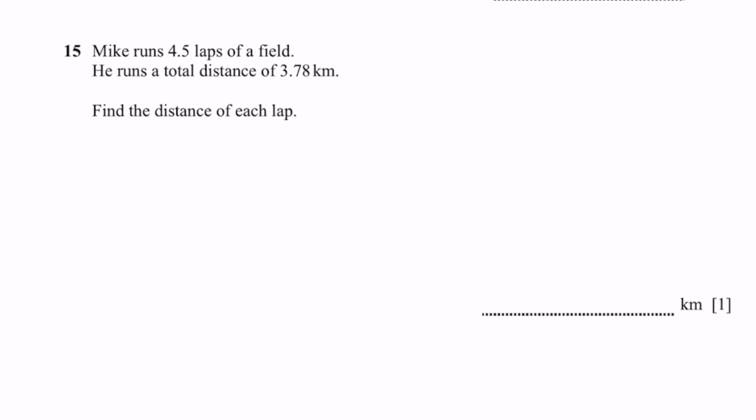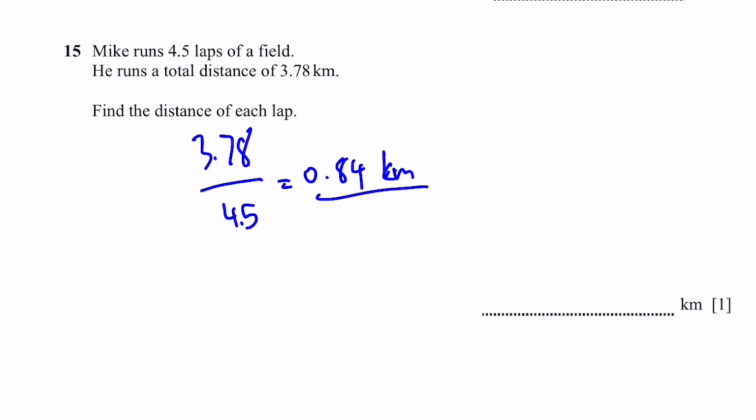Question 15. Mike runs 4.5 laps of a field. Total distance run is 3.78 kilometers. Find the distance of each lap. 3.78 divided by 4.5. And then if you did it correctly, you'll get the answer as 0.84 kilometers. That's the answer.